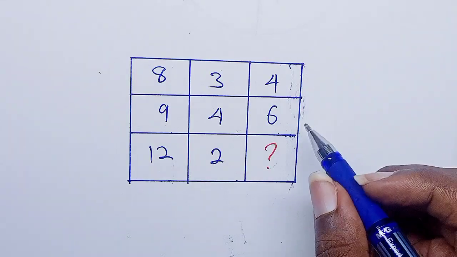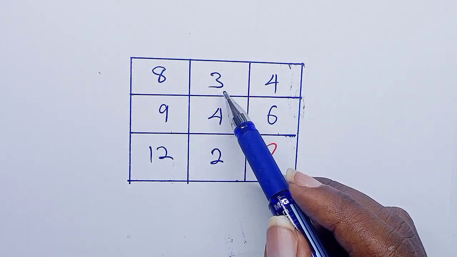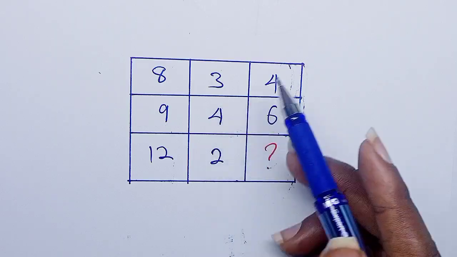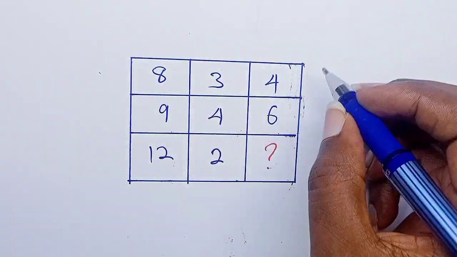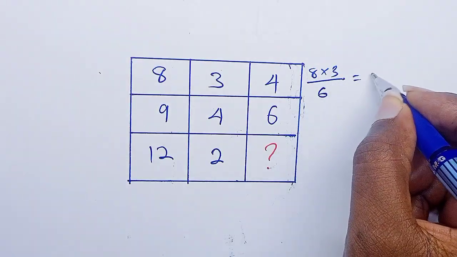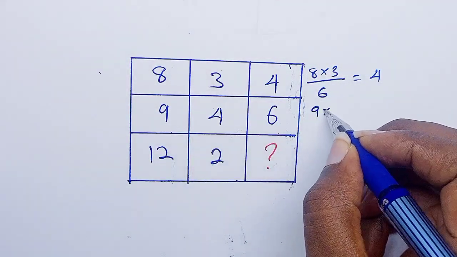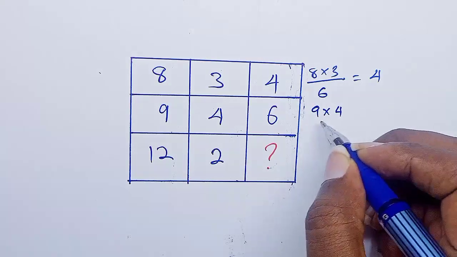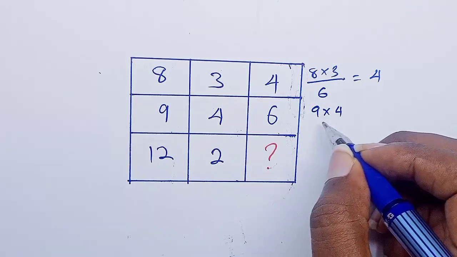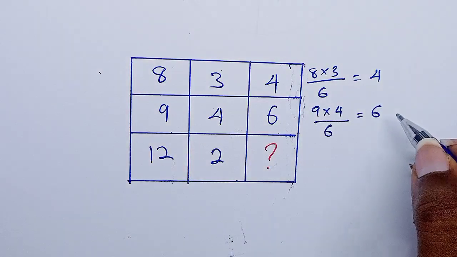So 8 times 3 is 24. When you divide 24 by 6, you should get 4. So you multiply 8 times 3 and divide the result by 6. This is equal to 4. 9 times 4 gives us 36. 36, when you divide it by 6, you get 6.